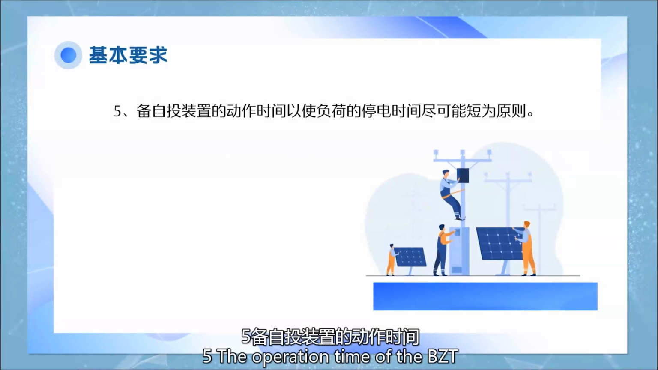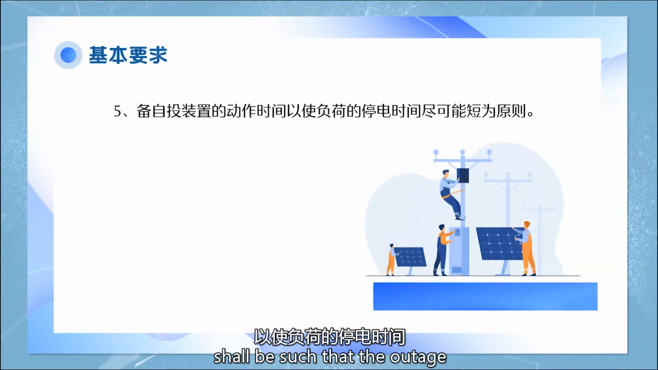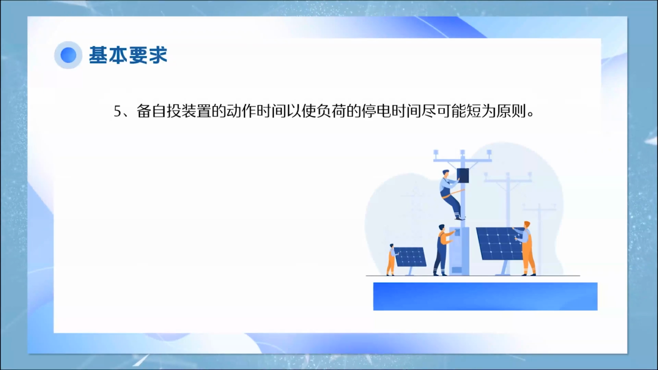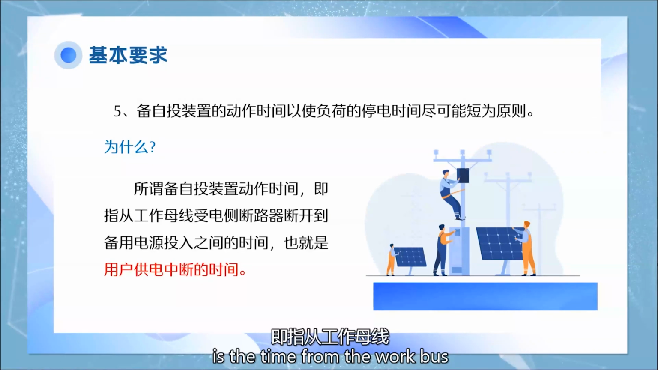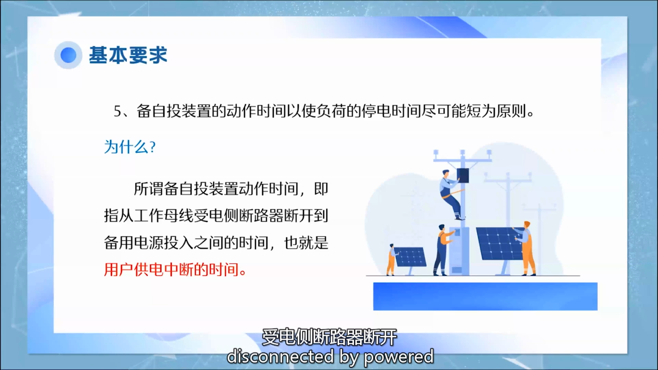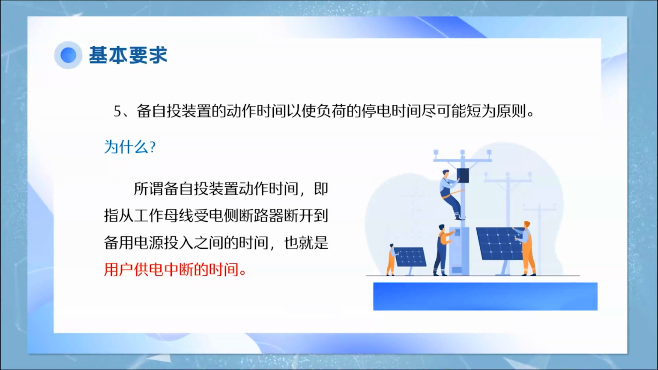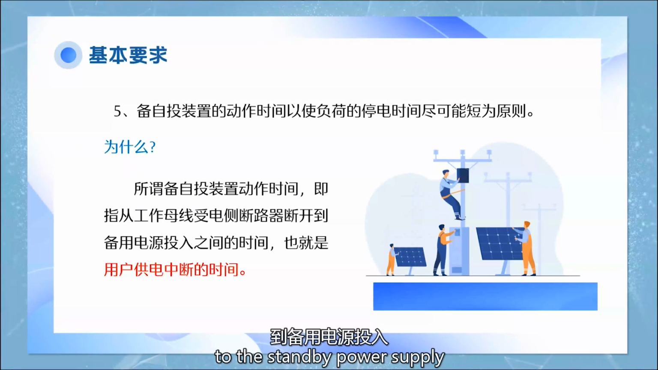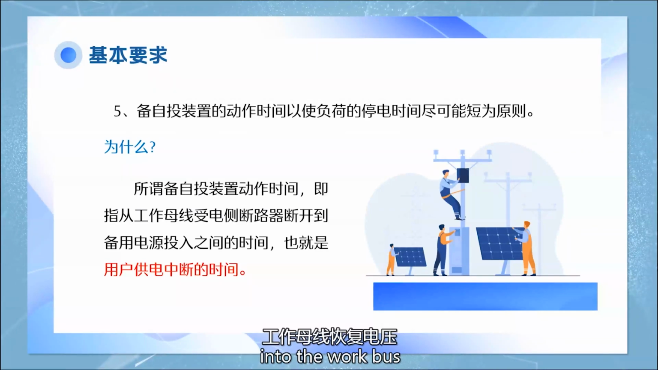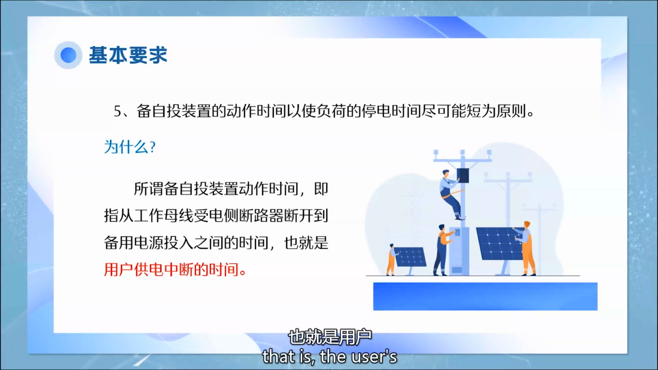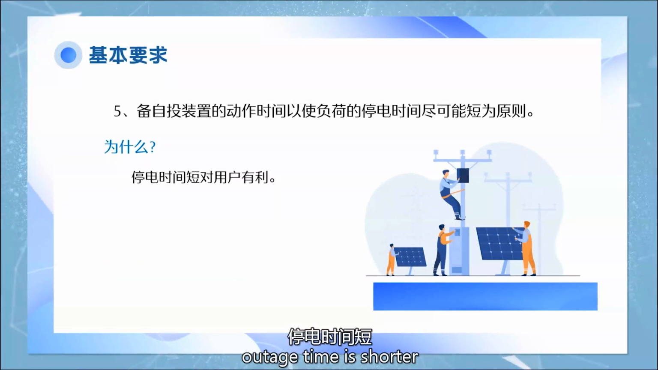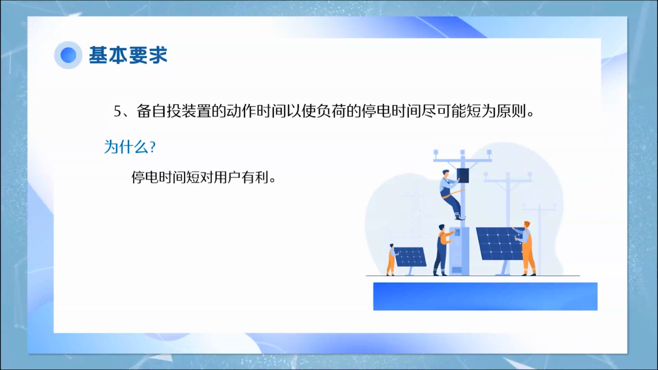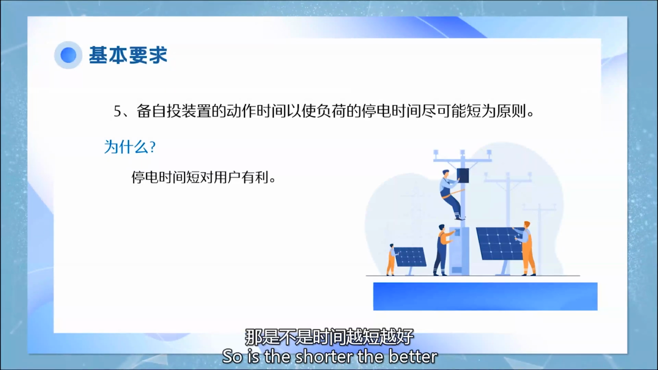5. The operation time of the BZT shall be such that the outage time of the load is as short as possible. Why? The so-called BZT operation time is the time from the working bus being disconnected by the powered-side circuit breaker, the working bus voltage loss, to the standby power supply being put into the working bus to restore the voltage. That is, the user's power supply interruption time. The shorter the outage time, the more favorable to the user. So, is the shorter the better?